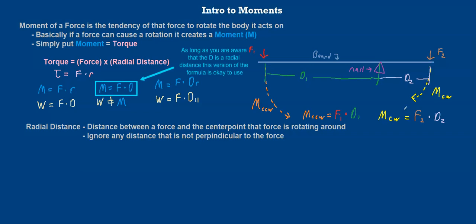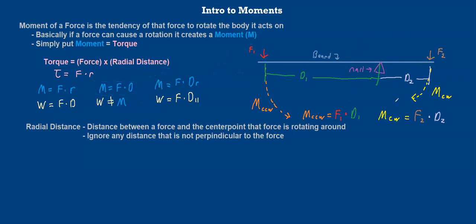But this is what we're talking about when we're talking about radial distance. We are talking about a distance that represents some radius of a circle that would be created by a motion of a force if that force were to just go through. If you think about it, if we have a nail here and we push down on it, it would push on this board so that it would rotate around, or at least this force would rotate around in this circle.